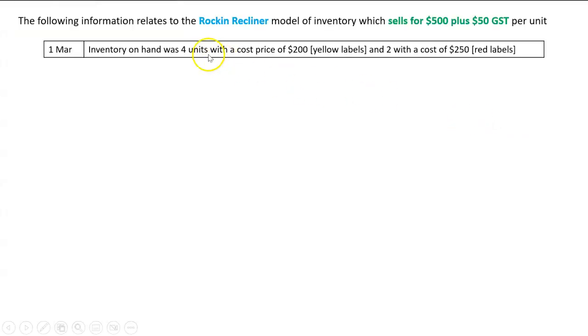So let's take an example. The following information relates to the Rock and Recliner model of inventory. It sells for $500 plus $50 GST. On the 1st of March, inventory on hand was 4 units with a cost price of $200. We're going to put yellow labels on that. And 2 with a cost of $250, we'll put red on there.